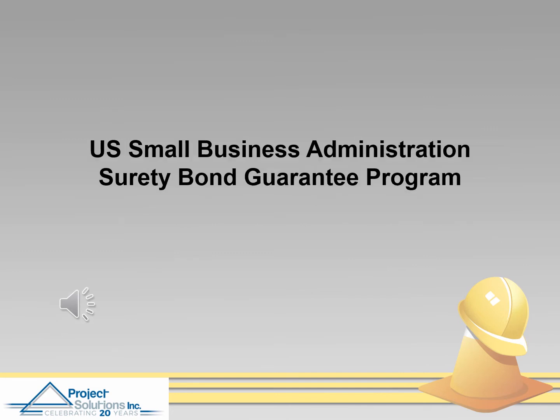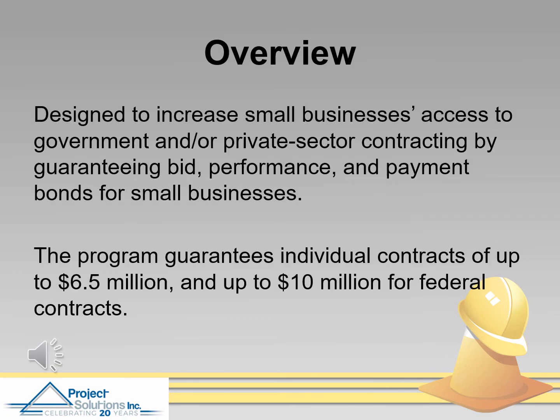We'll begin by looking at some of the program details and qualifications for the U.S. Small Business Administration Surety Bond Guarantee Program. The overall purpose of this program is to increase small businesses' access to government or private sector contracting by guaranteeing bid, performance, and/or payment bonds for qualifying small businesses. The program will guarantee individual contracts of up to $6.5 million, or up to $10 million if they are federal contracts.